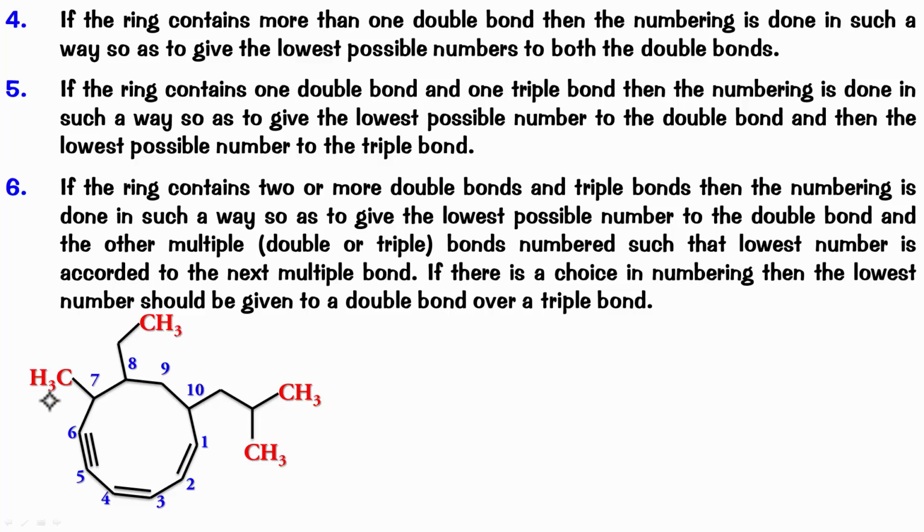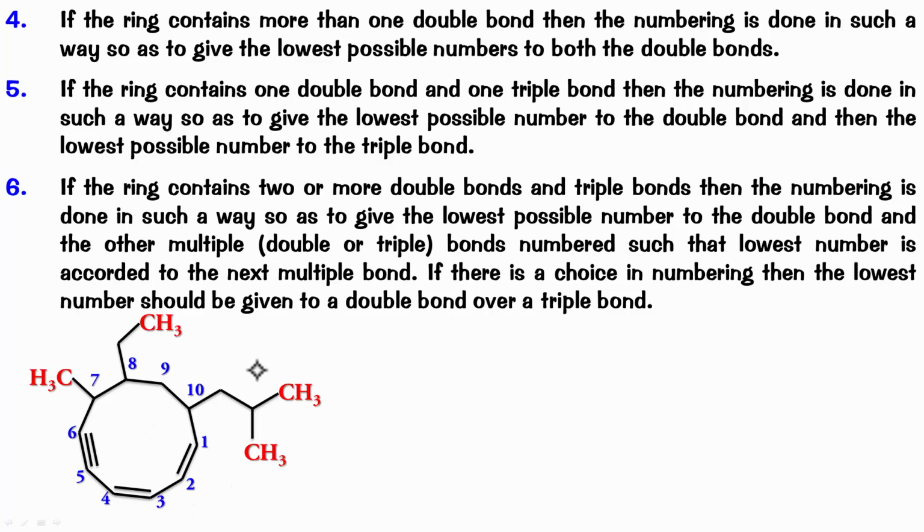So I got a methyl. This fellow is a methyl. This is a methyl. This is an ethyl. What do you think this fellow is? This is isobutyl group. So ethyl comes first, isobutyl comes next, methyl comes next. So it goes like 8 ethyl, 10 isobutyl, 7 methyl. Now, this is the crucial part.